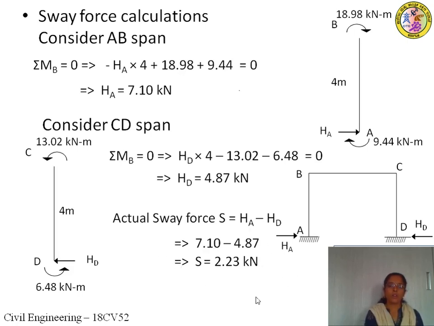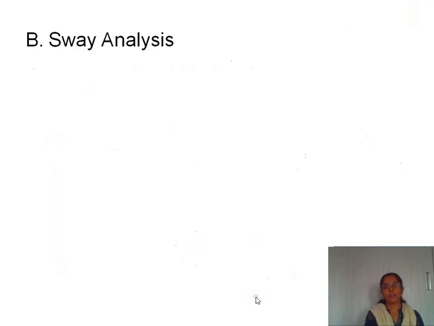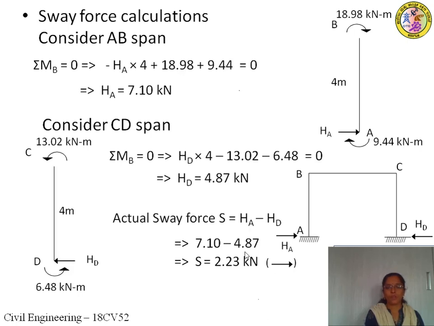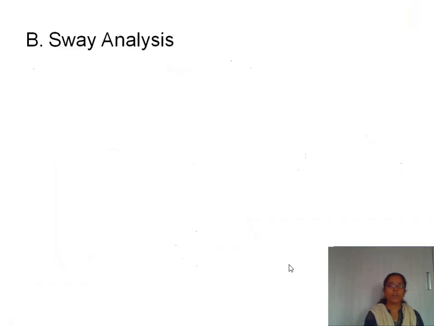Okay. So now we will go for the next part. Because we have obtained the positive value of sway force, it indicates that the sway force is in this direction. That means the frame has a tendency to sway towards right. Therefore we have to assume delta as positive. Okay. So now we will move on to the sway analysis, that is part B, the sway analysis.